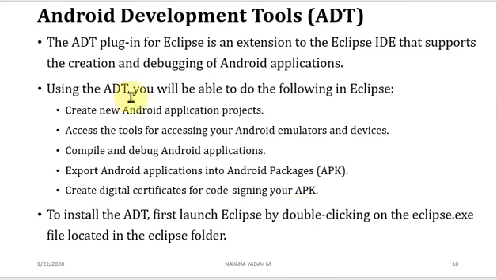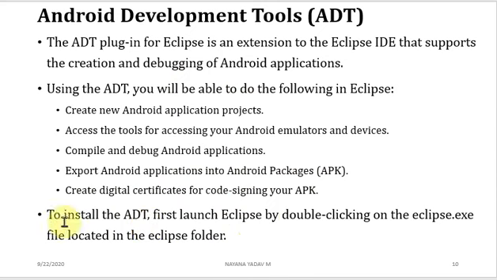So using this ADT, the first thing is to create an Android application. Then you can also access the tools that are required for the Android emulator. Your emulator is used to test how your application will behave when it is installed in the system. Then it's also possible to compile and debug your Android application, export the application into Android packages, as well as create digital certificates. So all these things are possible using your Android development tools.